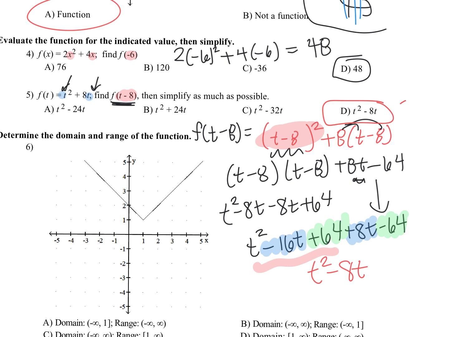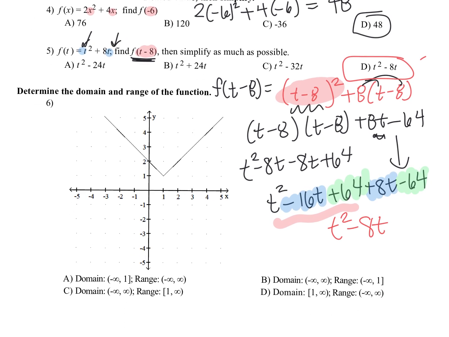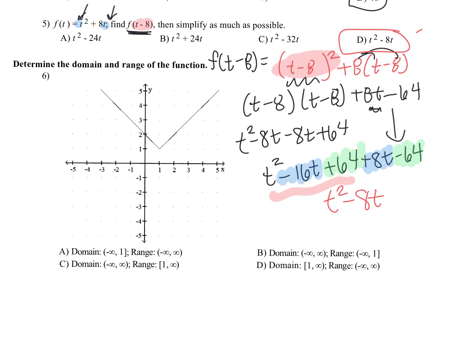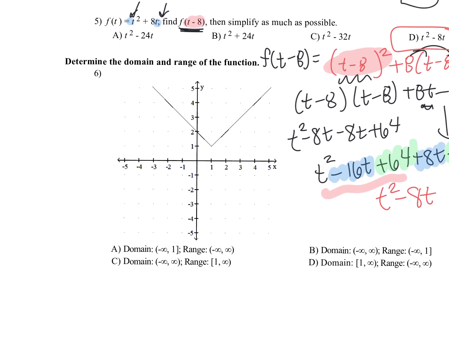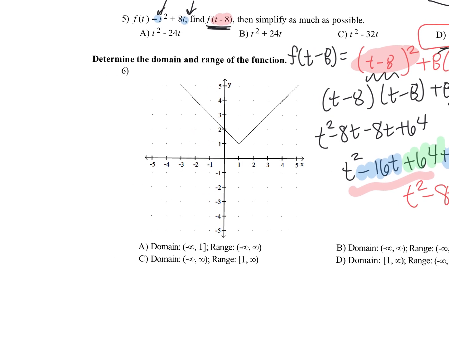Alrighty, let's take a look at number 6. Number 6 says determine the domain and range of the function. I'm going to scoot this over a little bit. Okay, and I have to say that when the line goes off of the window, you can basically assume that it has arrows, right? Because we don't see a solid dot or ordered pair anywhere. So we're going to assume that it has arrows.